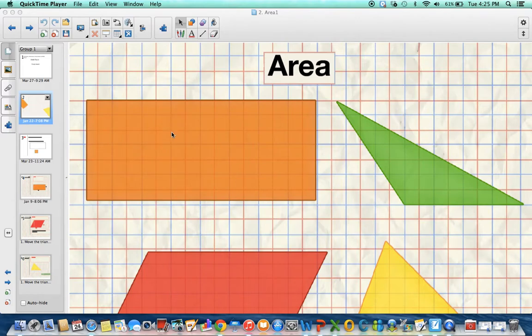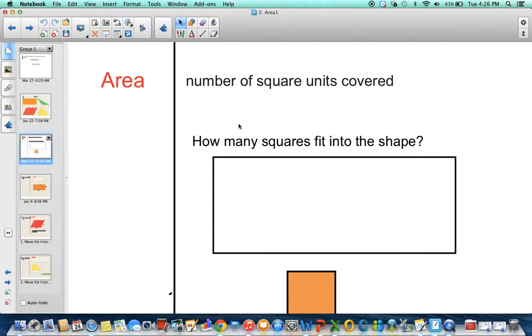Today we're going to learn about area. I can find the area of a rectangle, I can find the area of a parallelogram, and I can find the area of triangles. Area, the number of square units covered. So basically I need to find out how many squares can fit in my shape.